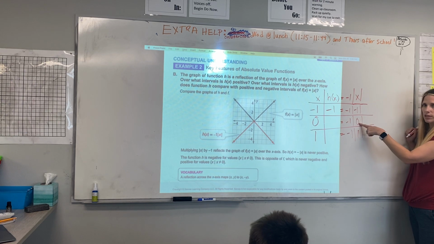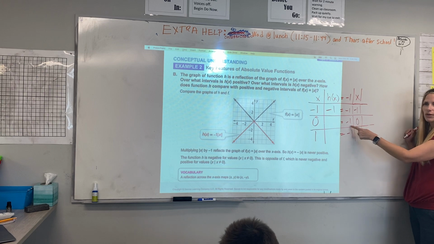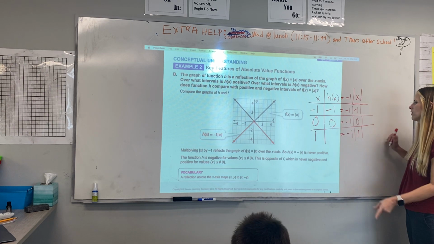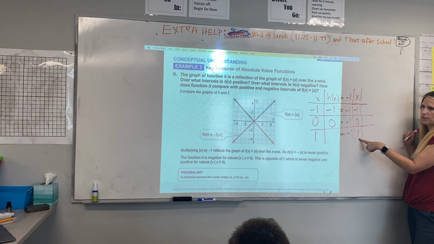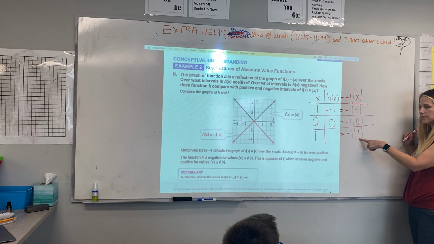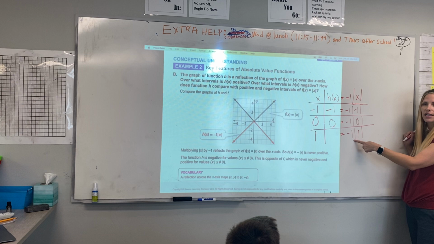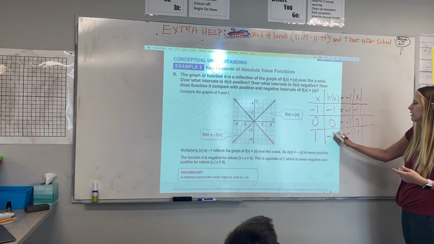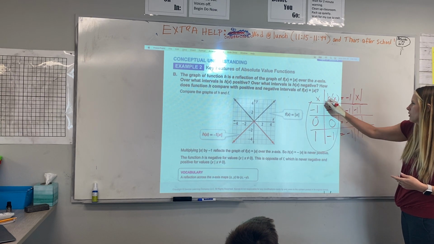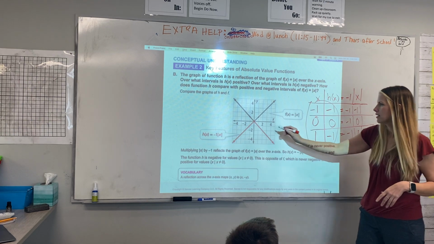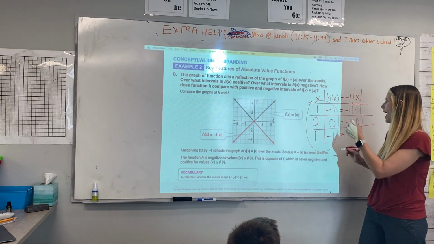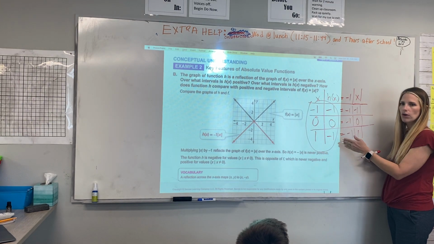0. What's the absolute value of 0? 0. When you multiply 0 times anything, you get 0. 1. What's the absolute value of 1? 1. And then you multiply times the -1, and you get -1. So here are our coordinate pairs. Let's double check. It just makes everything negative. It makes all of your outputs except for 0 negative.